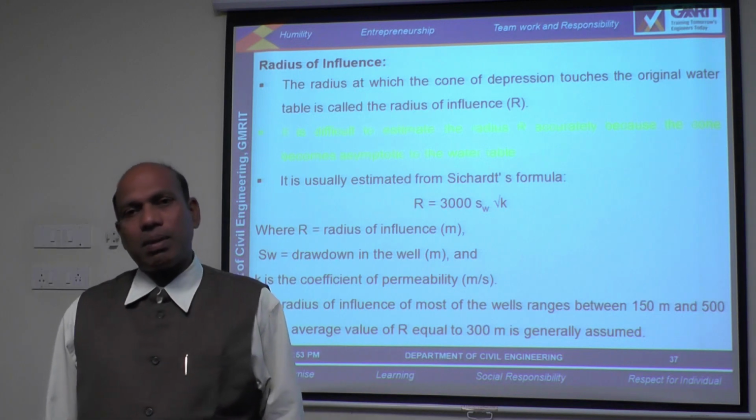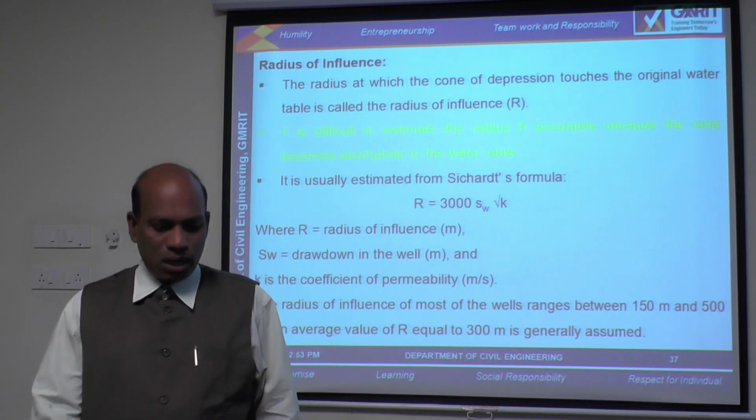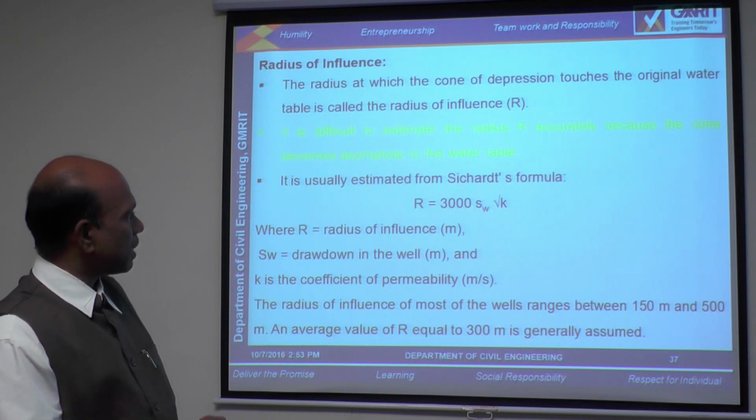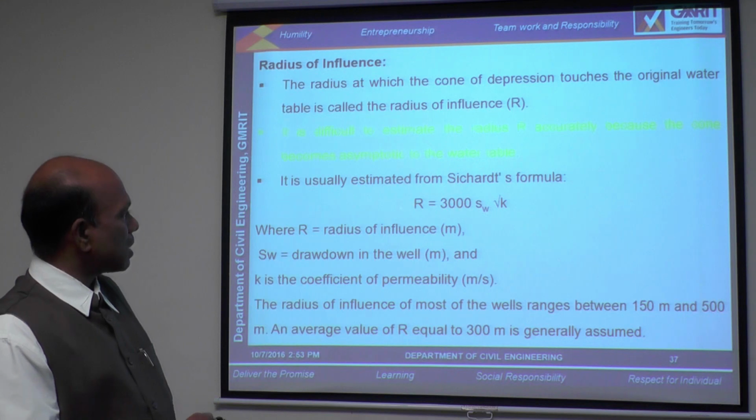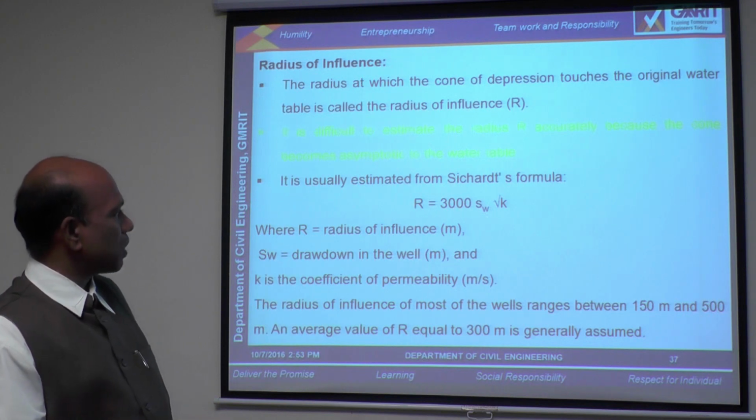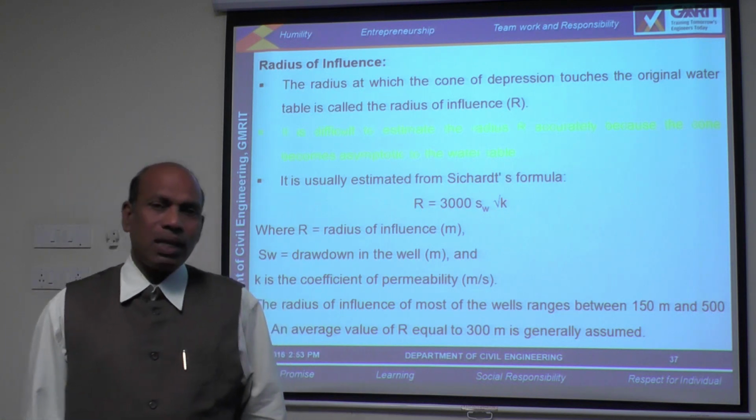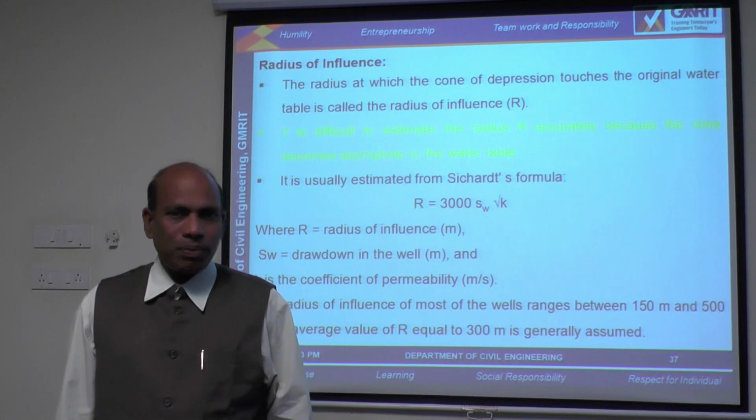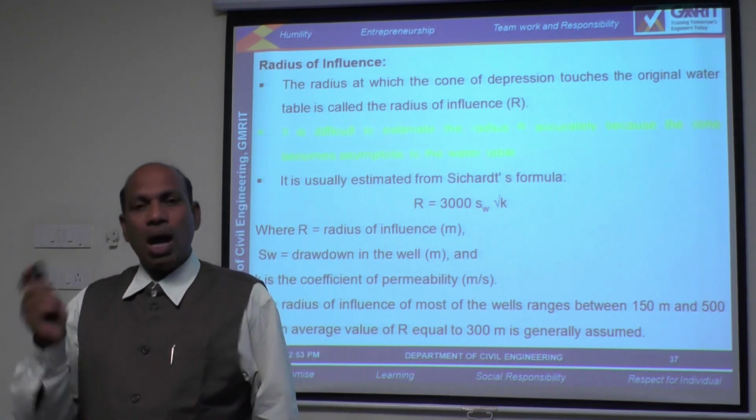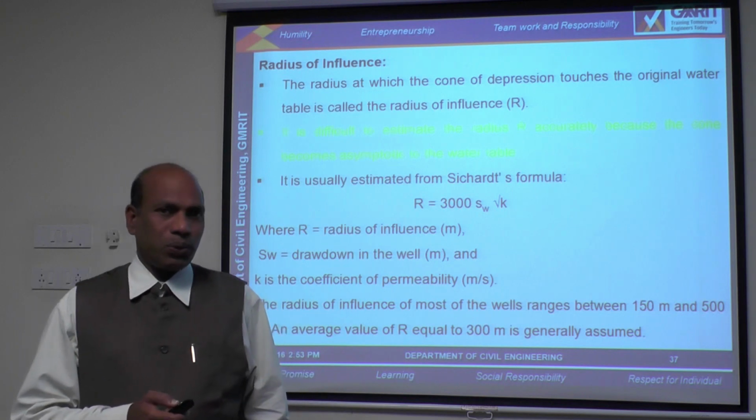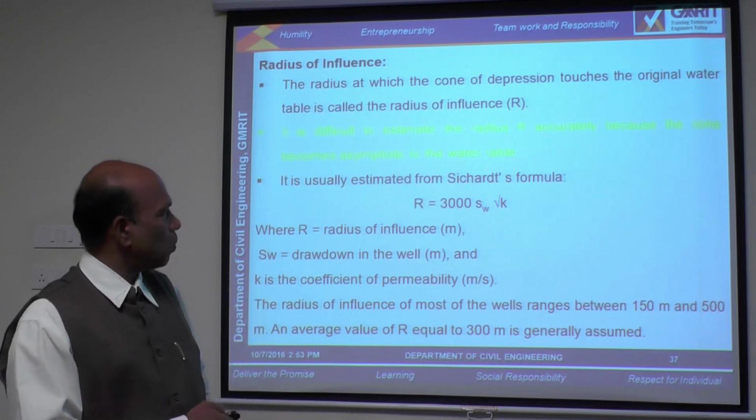One more formula is for the determination of radius of influence. That formula is R equal to 3000 SW root K. Here R is the radius of influence, SW is the drawdown, and K is the coefficient of permeability. If the radius of influence is given in your problem, then you take that value. Otherwise, if it is not given, then you determine the R value using this formula.